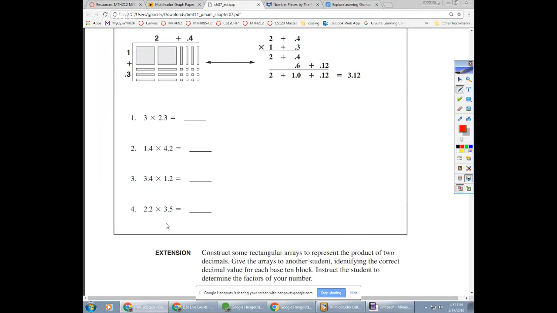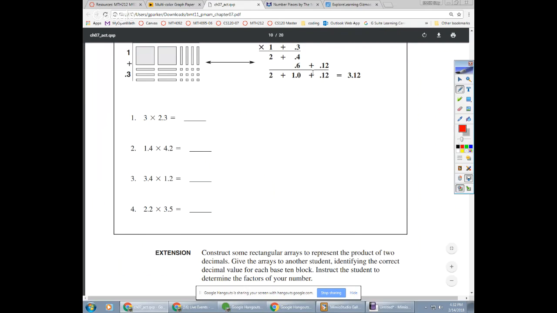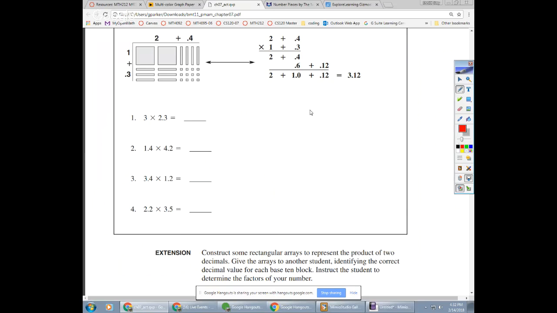So for each of these 4 problems right here, draw the area, write out the expanded version, and then write out the standard version just to compare them. I'll get the graph paper.